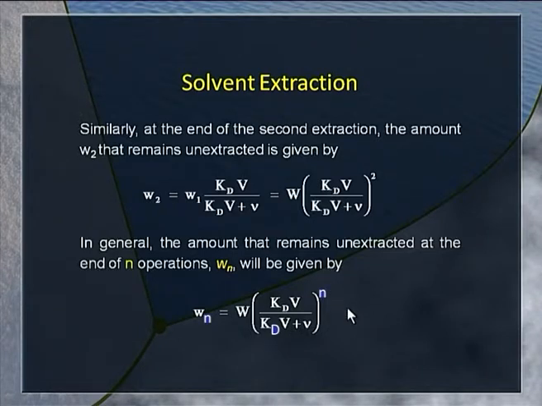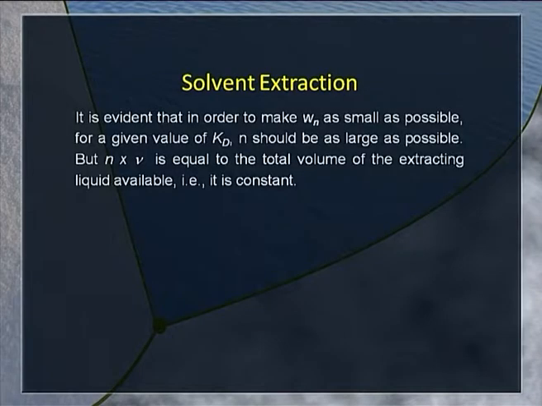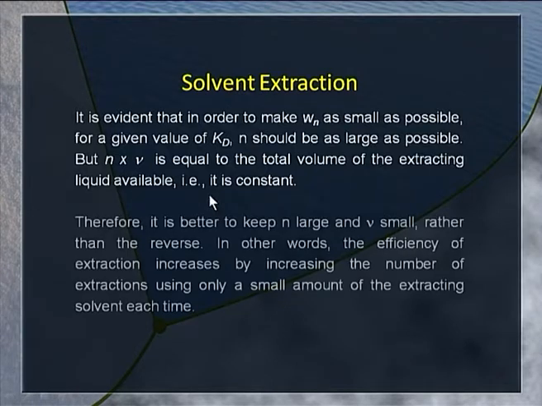So, it is evident that in order to make Wn as small as possible, that means to increase the efficiency of extraction for a given value of Kd, n should be as large as possible. But we know that n into small v is equal to the total volume of the extracting liquid available to us, and it is constant. Therefore, it is better to keep n as large as possible and v small rather than the reverse.